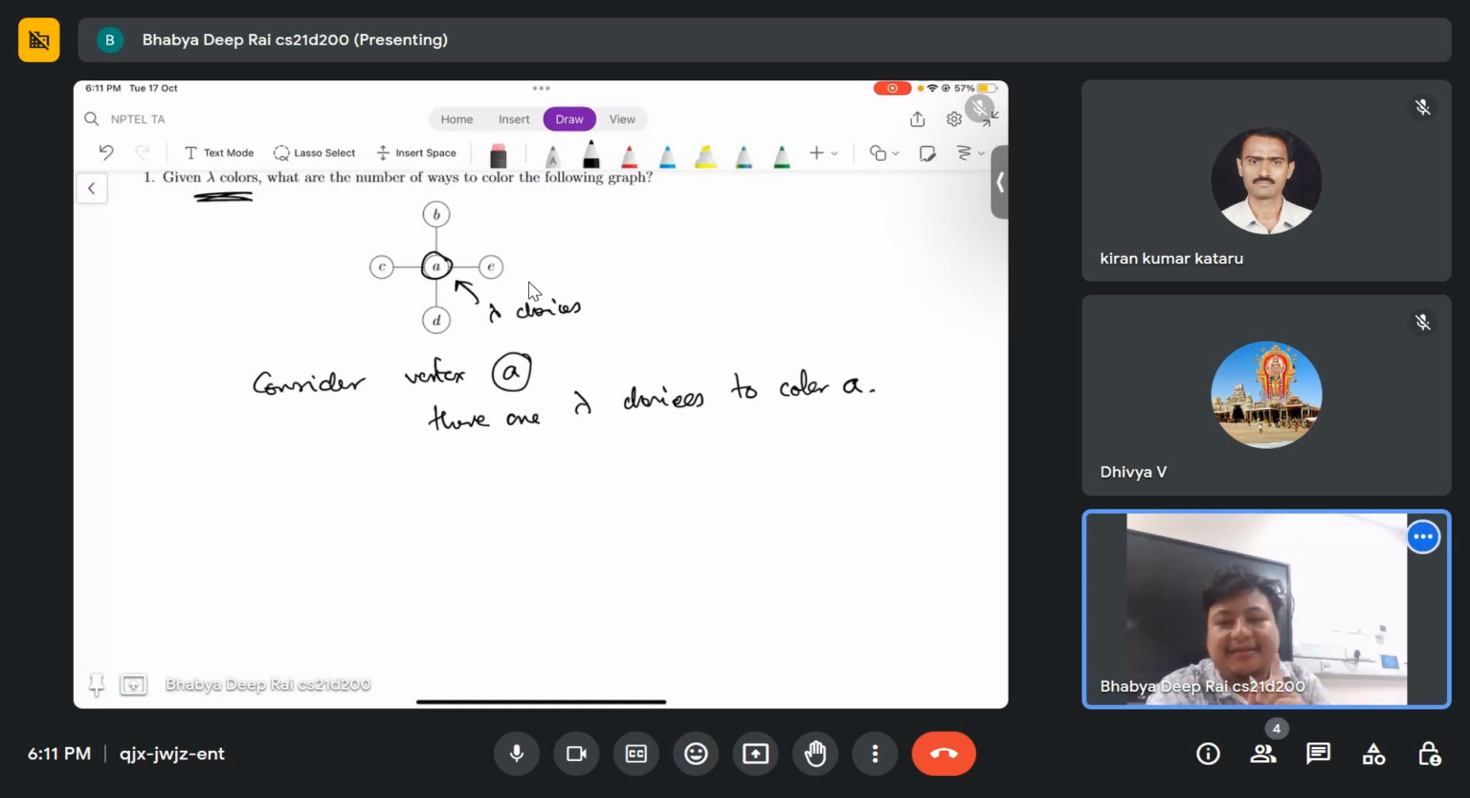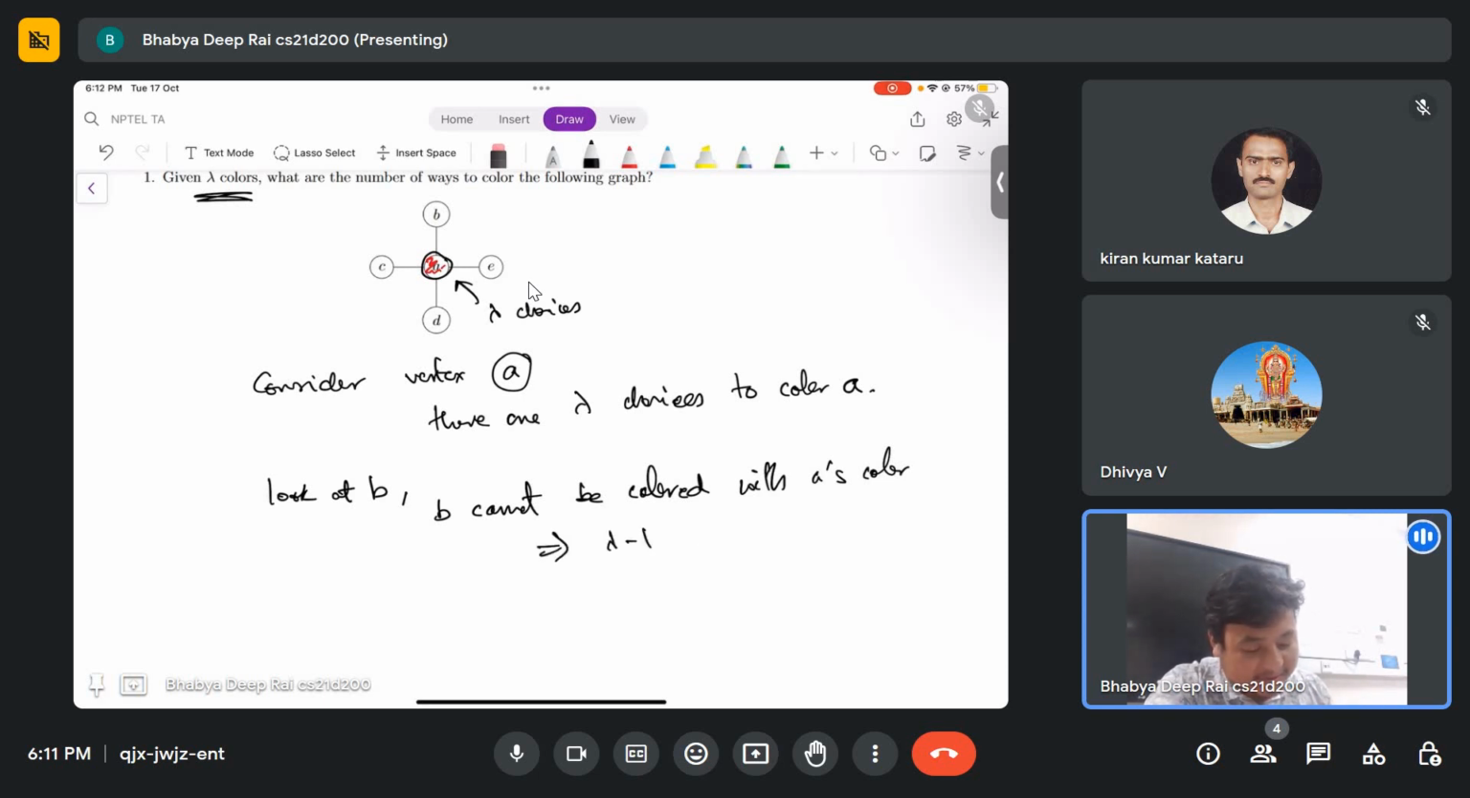and let's say I fix that color. Okay, let's say I chose a color. Say I color it with red. For the remaining vertices, okay, let's look at B now. Look at B. B cannot be colored with A's color, but it can be colored with all the remaining colors, which means there are lambda minus 1 choices. So there are lambda choices for A, there are lambda minus 1 choices for B.